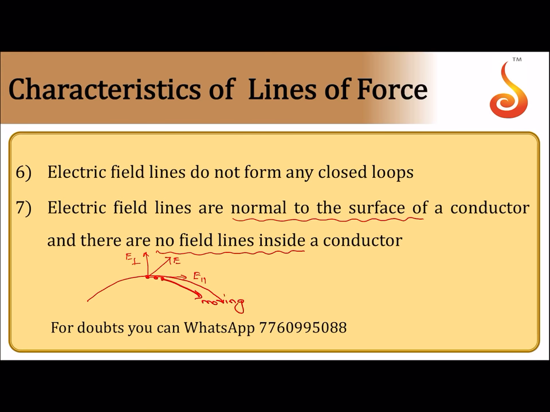If the electron starts moving, it's no longer electrostatics, which violates the chapter we are studying. The electrons are already at rest. If the electrons are already at rest, it means E parallel must be zero. For the electron to be at rest implies E parallel, E along the surface, is zero. If E along the surface is zero, the conclusion is that E is perpendicular to the conductor. The electric field will always be perpendicular to the surface of a conductor. That's point number 6 and 7. Electric field lines do not form any closed loops, and electric field lines are normal to the surface of a conductor, and there are no field lines inside a conductor.